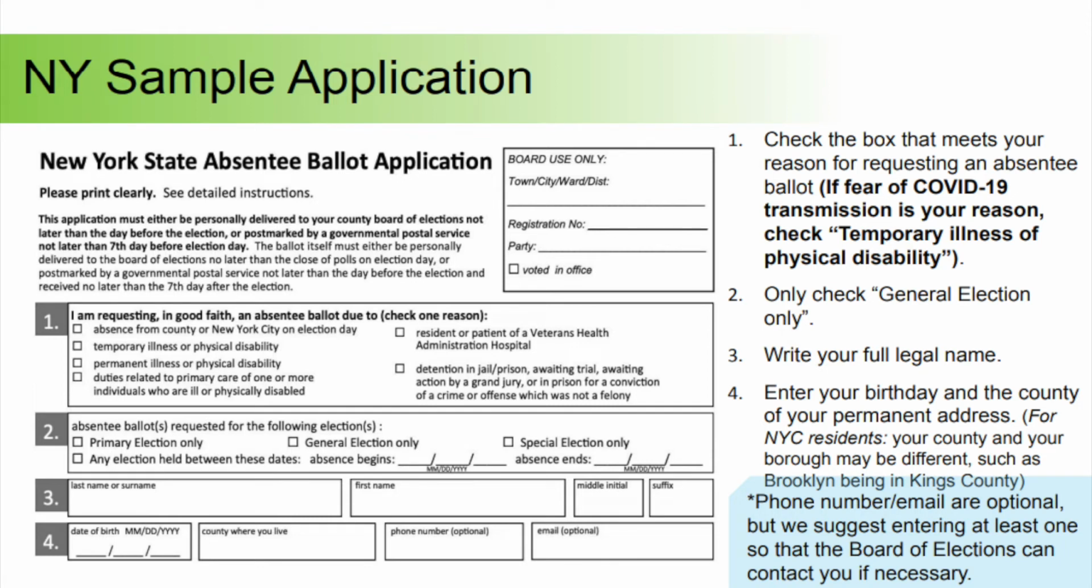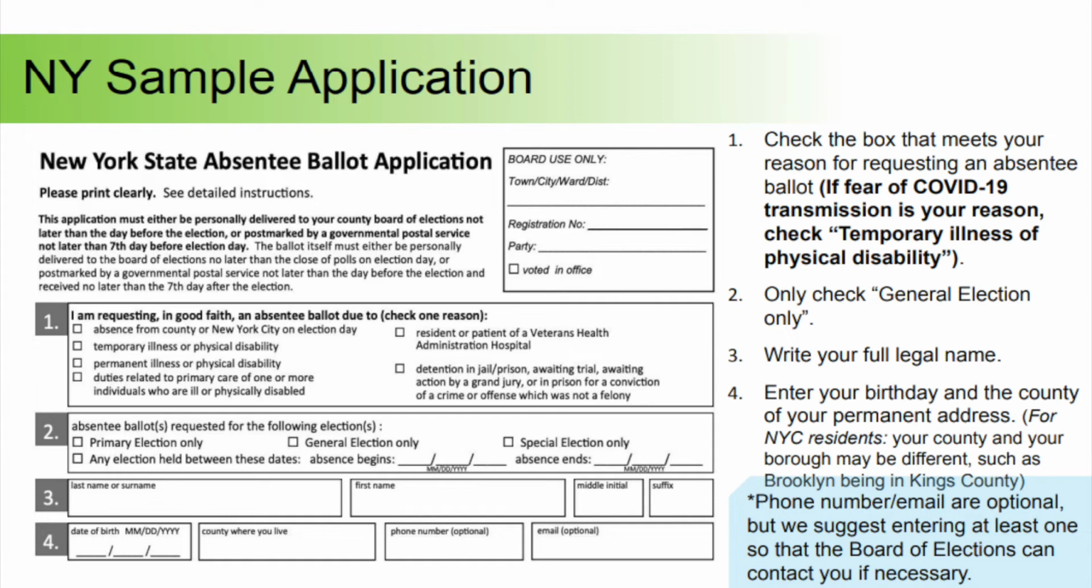First, check the box that meets your reason for requesting an absentee ballot. If fear of COVID-19 transmission is your reason, check temporary illness or physical disability. Next, only check general election only. Third, write your full legal name. Lastly, enter your birthday and the county of your permanent address.